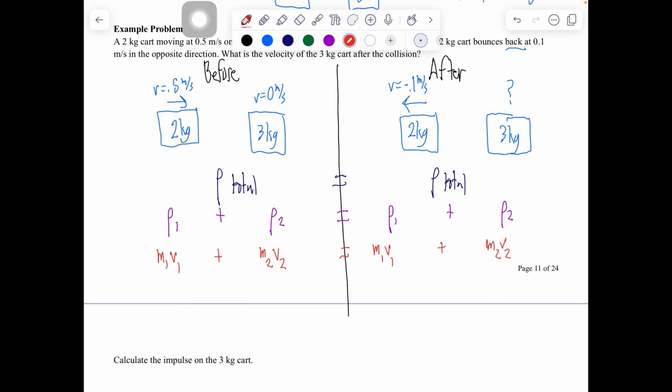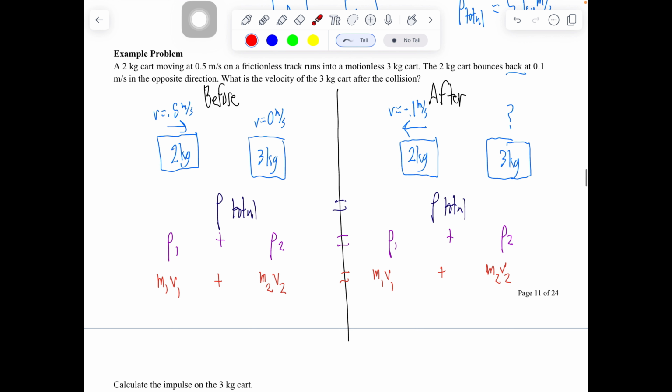Now we do have to distinguish. These aren't the same, right? We can clearly see here our first object, object 1, has some positive momentum. It's moving in the positive direction. After the collision, it's negative. Well, right now we have m1 v1 and m1 v1. These look identical. Let's change that.